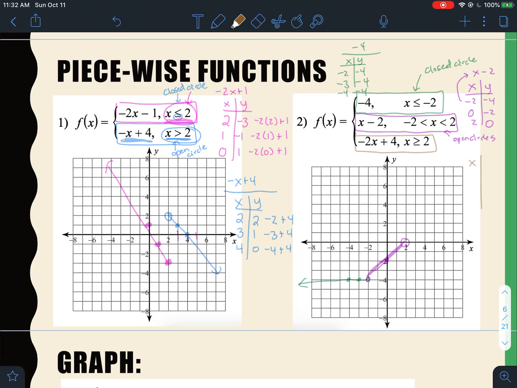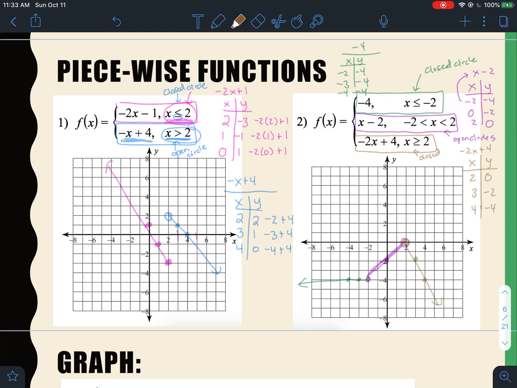And now we have our last piece, which is negative 2x plus 4, as long as x is greater than or equal to 2. So it's greater than or equal to, so this one's going to be a closed circle. So if I plug in 2, I get 0. If I plug in 3, I get negative 2. And if I plug in 4, I get negative 4. So 2, 0. Oh, now I get to fill in that circle. And then 3, negative 2. And then 4, negative 4. And so this one's going to look like that.